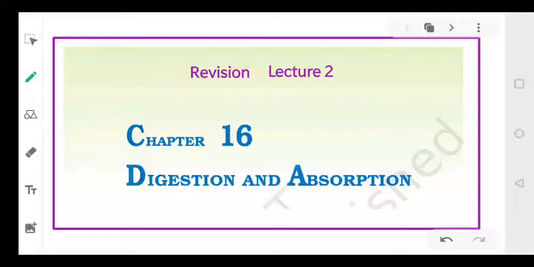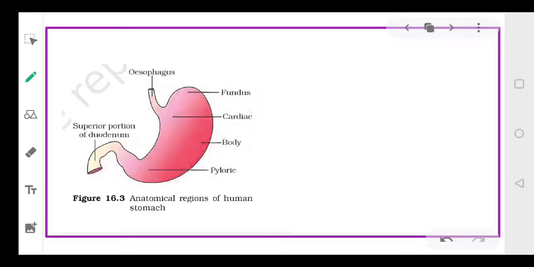So we'll continue our revision. This is our lecture number 2 of chapter number 16, and we are revising this chapter, right? The chapter is digestion and absorption. Now, yesterday I'm just revising it back from wherever we left yesterday.